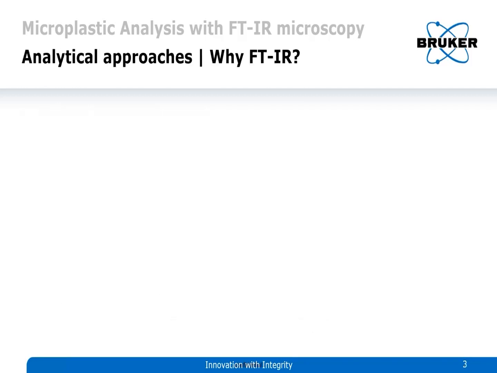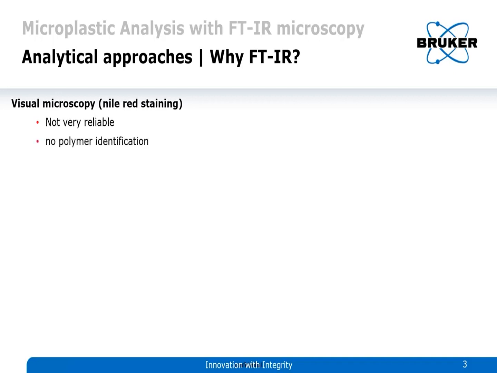So there are many different analytical approaches. One of them, for example, is visual microscopy in combination with Nile red staining. That is an agent that colors all plastic particles but not other particles. But this is not very reliable as you're doing this with the naked eye. So this is very tiring, very time consuming. And you have no polymer identification, so you don't know what kind of polymer you actually found there.